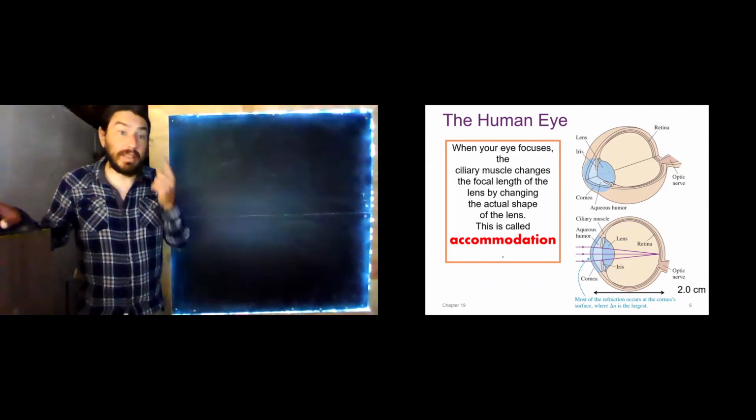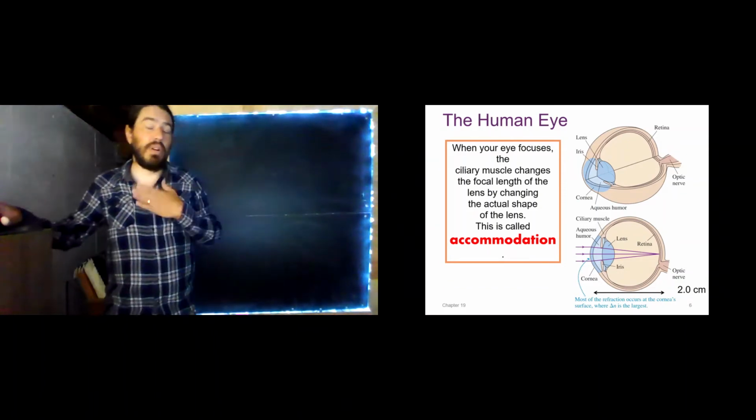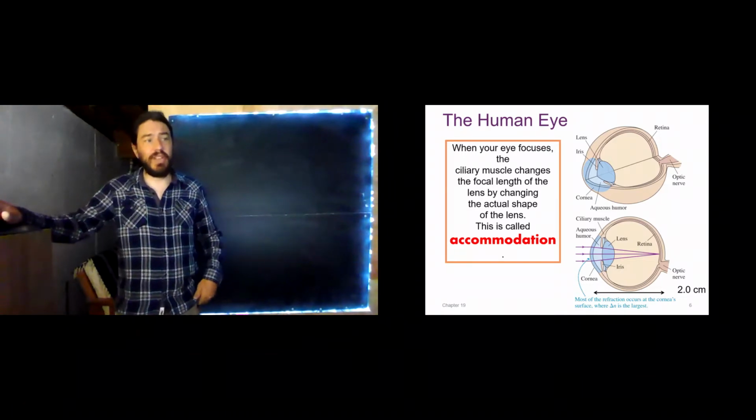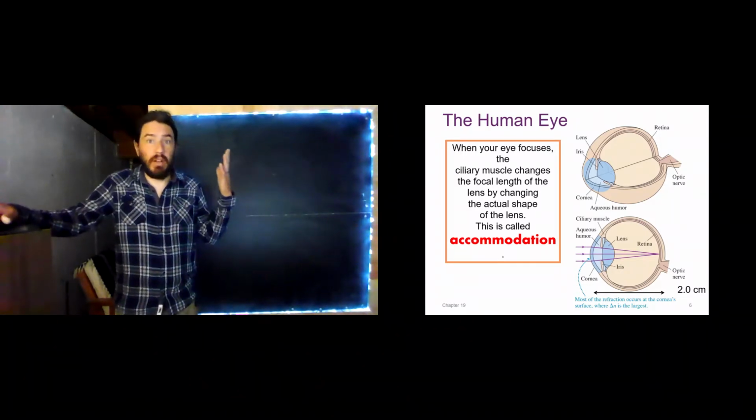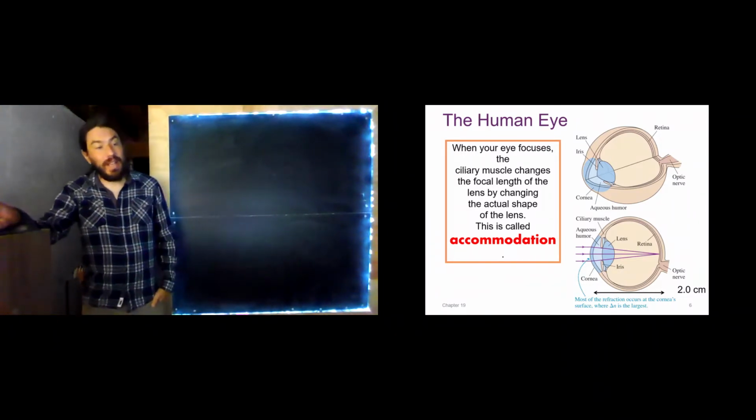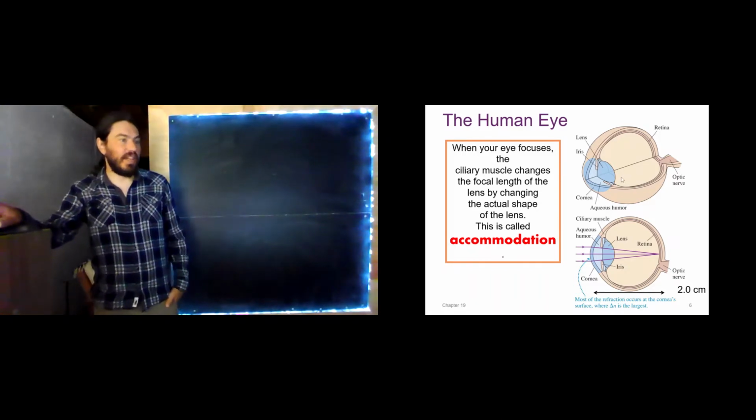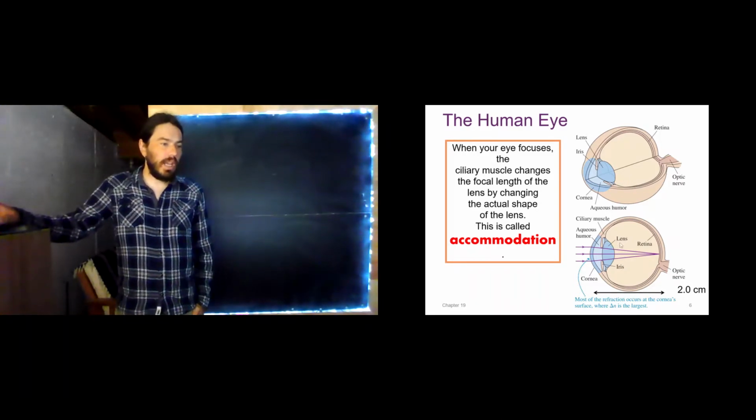I'd like to talk a little bit about the human eye. I think personally it's one of the most interesting optical devices. I use mine all the time. Here is a schematic of an eyeball, and here are the basic parts of the eye.